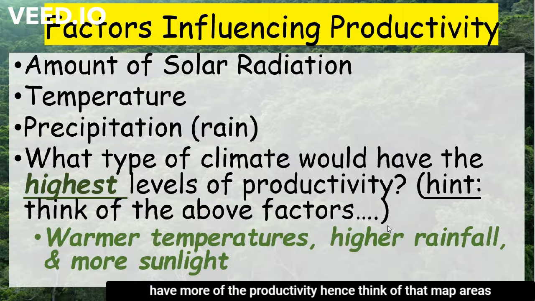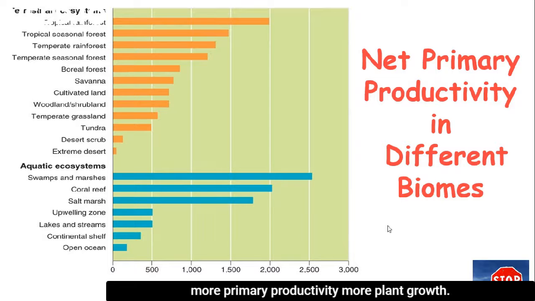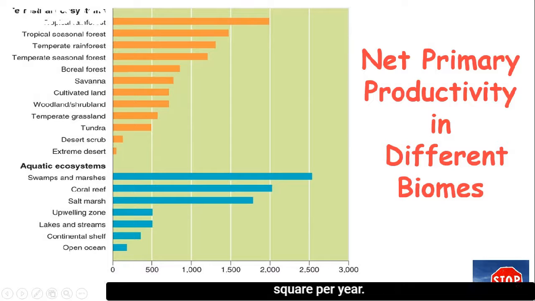Hence, think of that map. Areas right around the equator where it's warmer, wetter, more sunlight, more primary productivity, more plant growth. And you can see differences among biomes as well. Tropical rainforests have the highest amount of net primary productivity. These are the units down here, grams of carbon per meter squared per year as far as terrestrial biomes go.